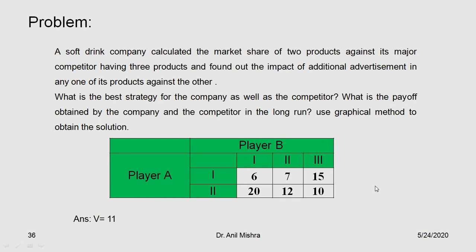After drawing it, from the bottom side we have to pick the maximum, and after that delete a particular column, and after deleting a column, we have to find the solution and the value of the game equals 11. That you have to check. This is the problem for you. You have to solve this and cross check your answer that the value of the game is 11.